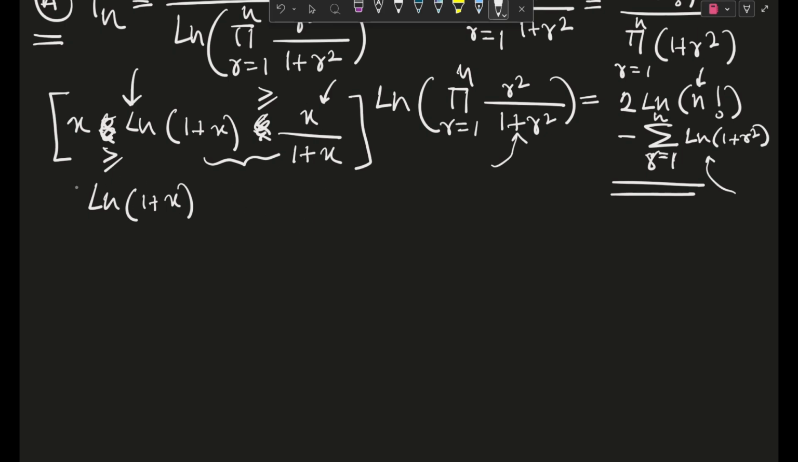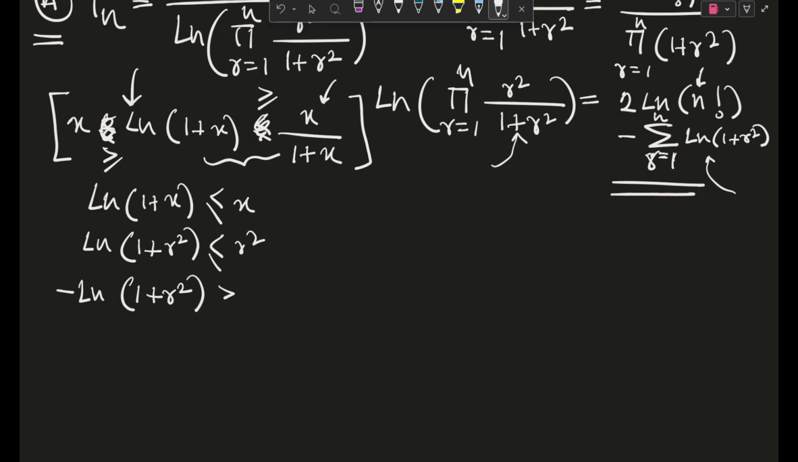So guys, I am doing something. I am taking ln of 1 plus x, like writing one part, the left side part of the inequality, which is less than or equal to x. And now we can write from here that ln of 1 plus r square will also be less than or equal to r square, right? So if we multiply by minus on both sides, the sign will be inverted, minus r square.